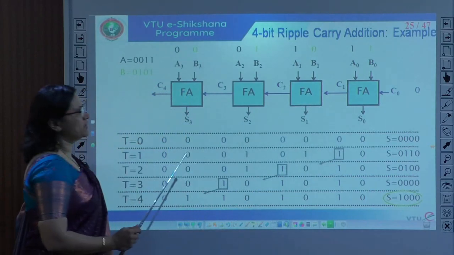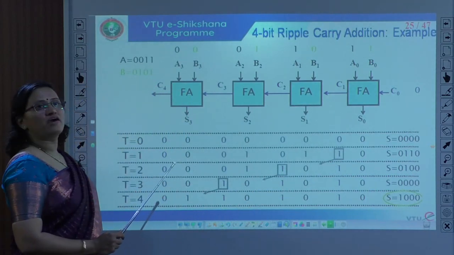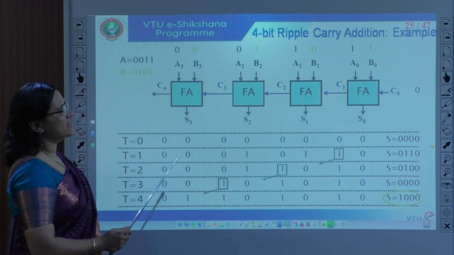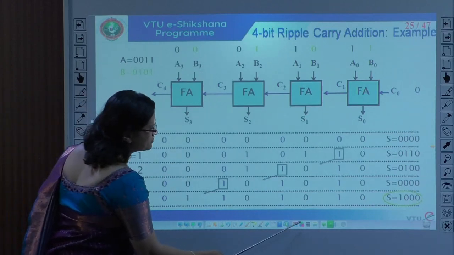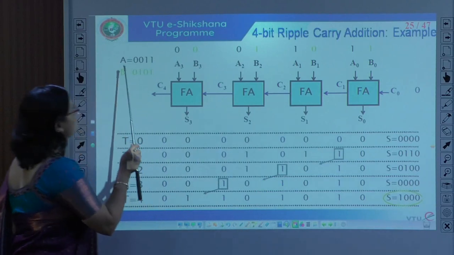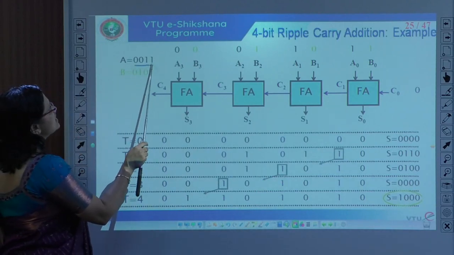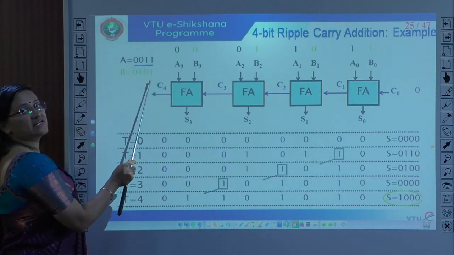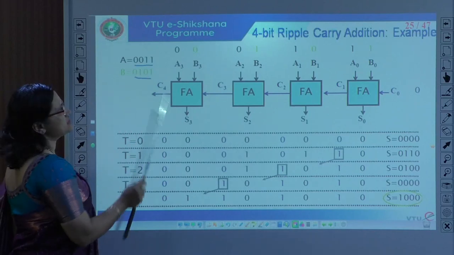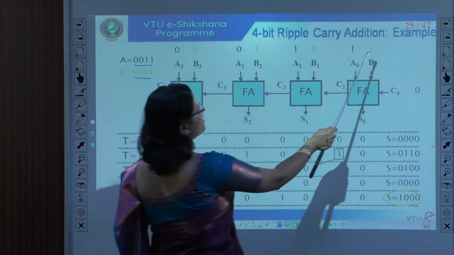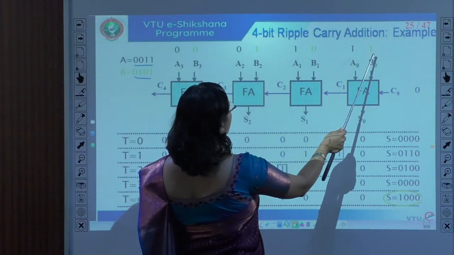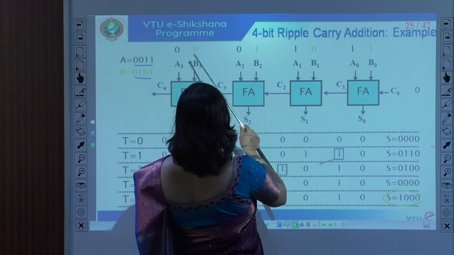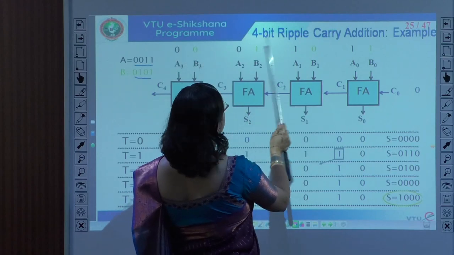Look at the example. This is an example of a 4 bit ripple carry addition. I have taken A equal to 0011 and B equal to 0101. I have substituted them here. The green one indicates 1010, so I have included it here as 0101.